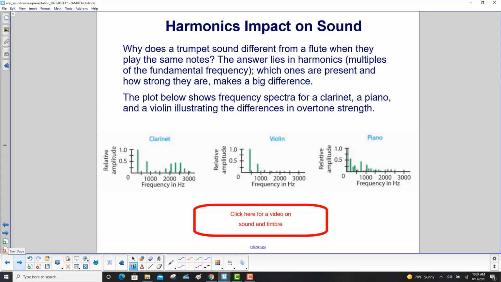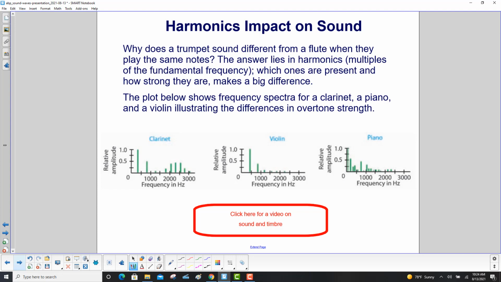The harmonics are very, very important, because why does a trumpet sound different from a flute or a piano when they play the same notes? The answer lies in the harmonics. Those are the multiples of the fundamental frequency. Which ones are present and how strong they are make a big difference.